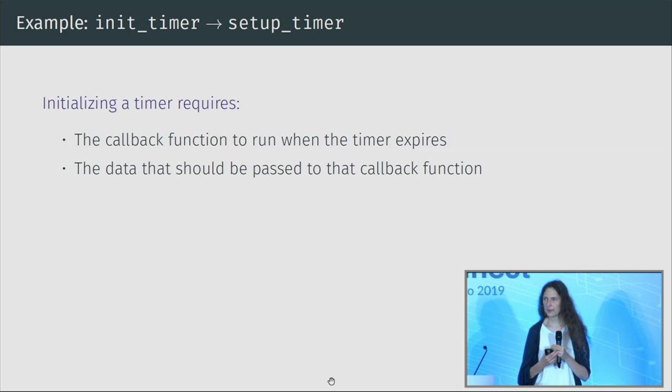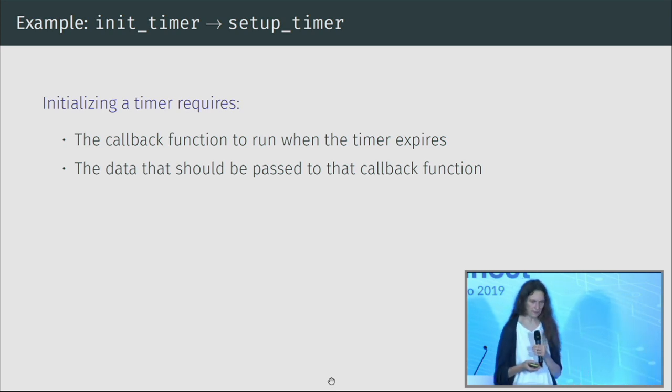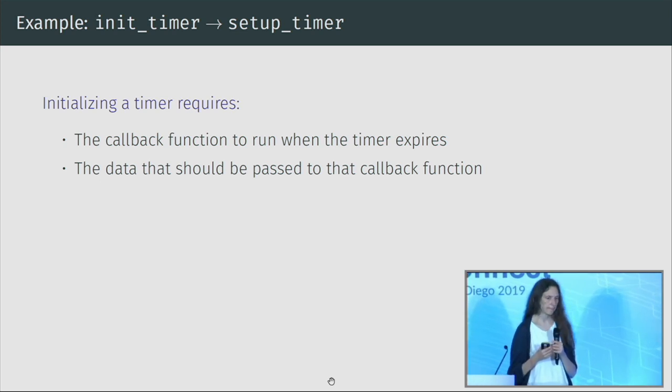So the first one is init_timer. init_timer was a function in the Linux kernel basically since the beginning of time. If you want to initialize a timer, there are some extra pieces of information you need to give it. You need to give it a function that describes what should happen when the timer expires, and you need to give it some data on which that function should work. You could consider that we also need to tell it when to expire, but that's kind of an orthogonal issue. So these are the only pieces of information that we're concerned with.